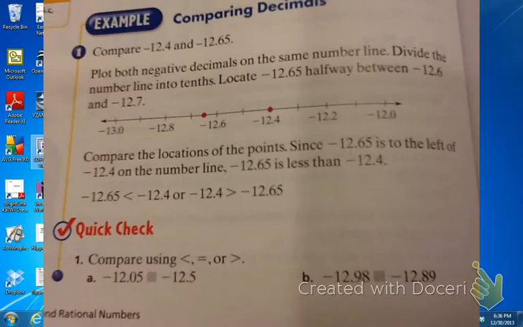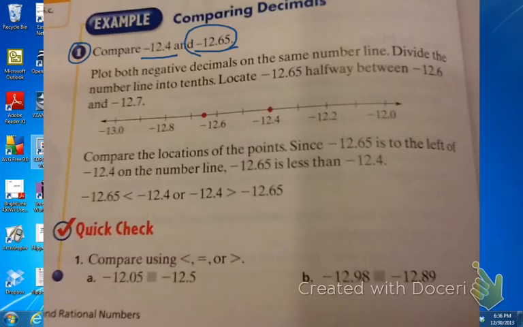Alright, so let's look at this number one example here, comparing negative 12.4 and negative 12.65. You can plot these on a number line to see which is greater than or less than. Also remember, the larger the negative number is, the less, think of it as money, the less money you have. So the less that number is worth. But let's look at it on the number line.